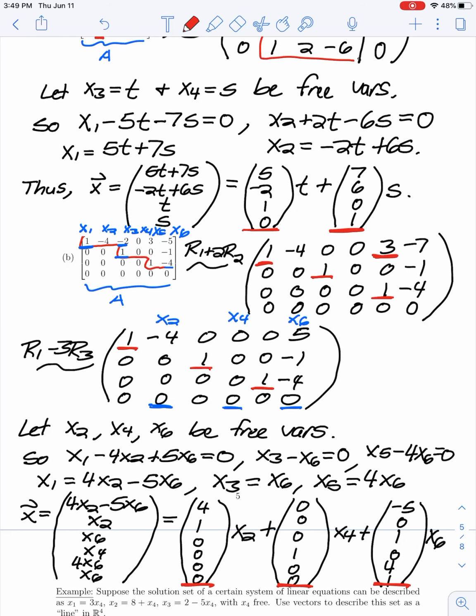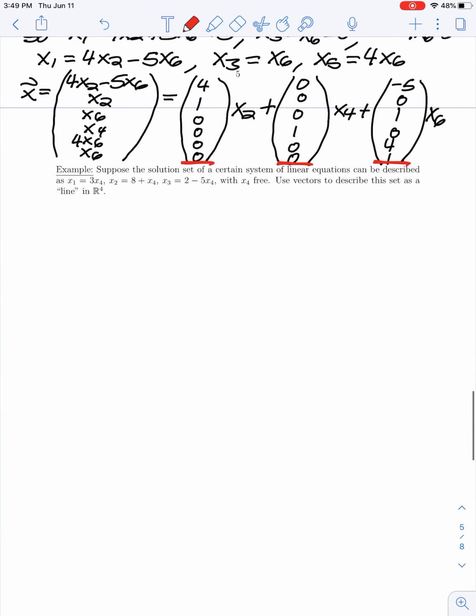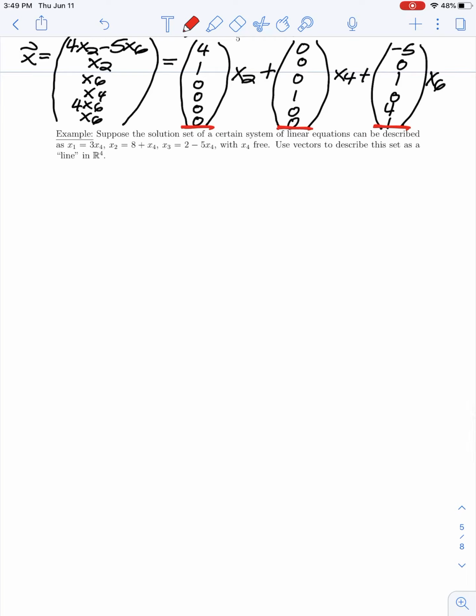All right. So let's look at some other examples. Moving on to our next one here, we have the following problem. Let us suppose that the solution set of a system can be described as x1 is equal to 3x4, x2 is 8 plus x4, x3 is 2 minus 5 times x4, with x4 being free. So we're told to use vectors to describe this set as a sort of line, but in 4-dimensional space. All right, so let's write out our solution in parametric vector form.